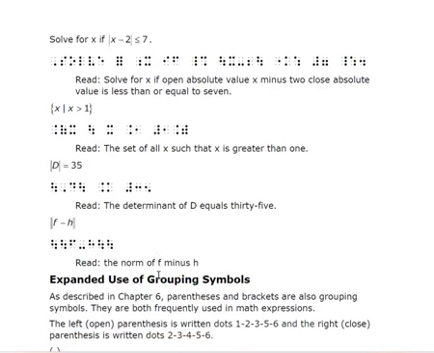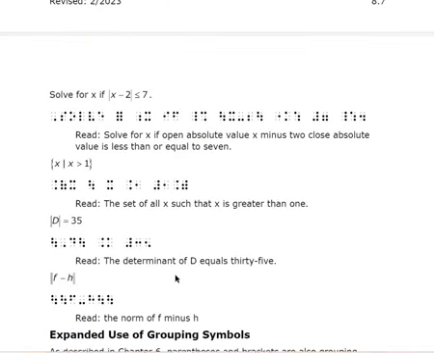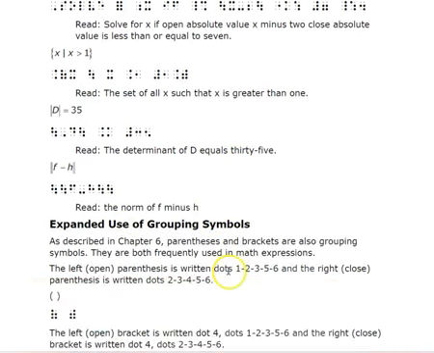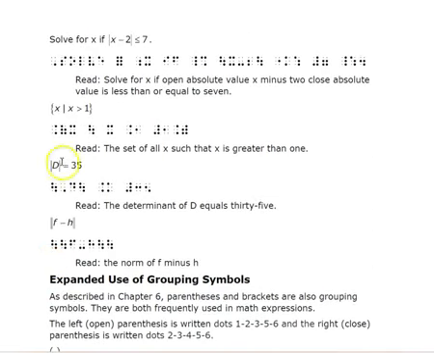Go ahead and look through these other examples. This is example 8.1. So we have solve for x if absolute value x minus 2 absolute value is less than or equal to 7. We have the set of all x such that x is greater than 1. We have the determinant of d equals 35, and the norm of f minus h. Okay, so we have all the Braille examples there.